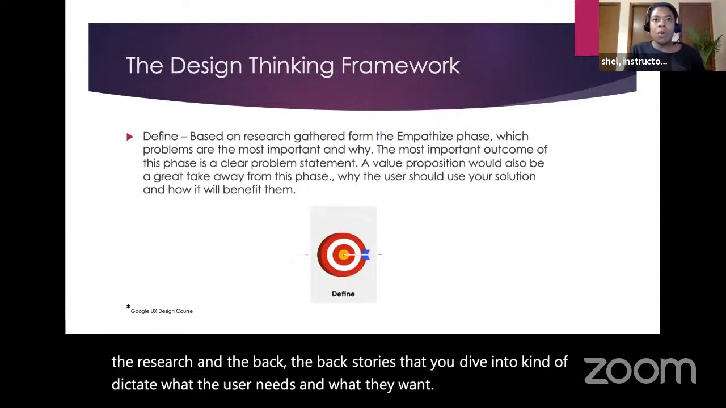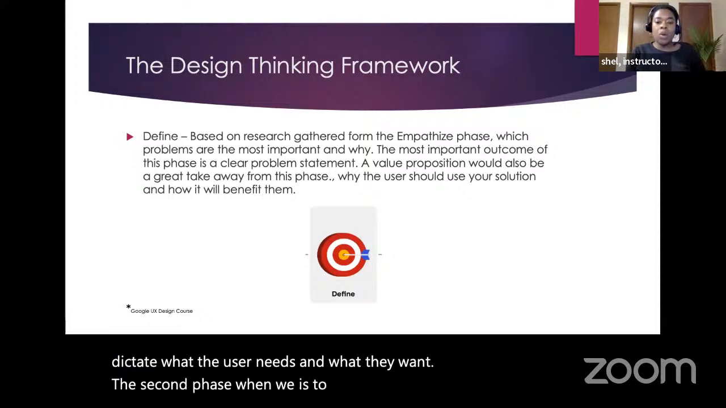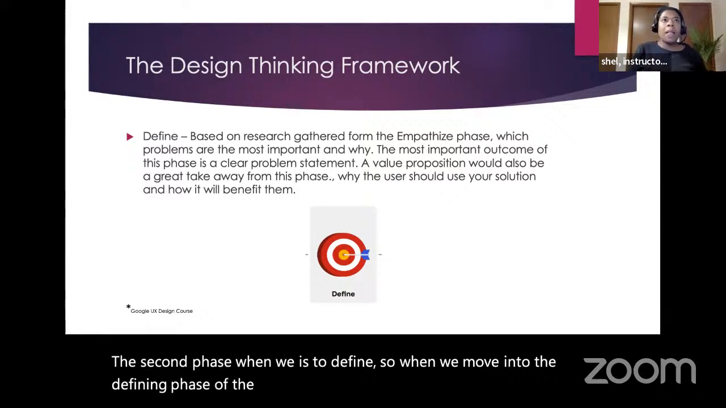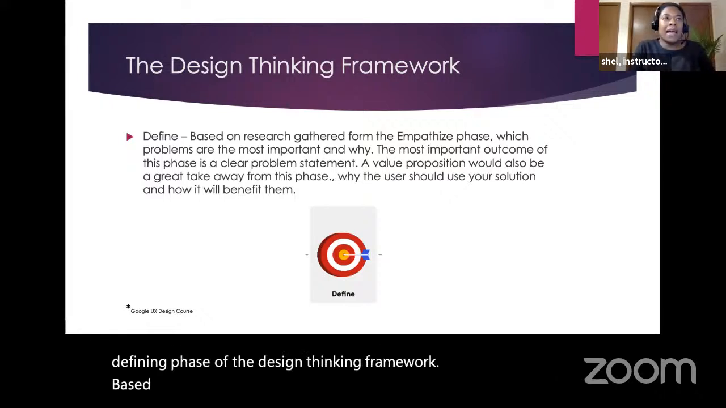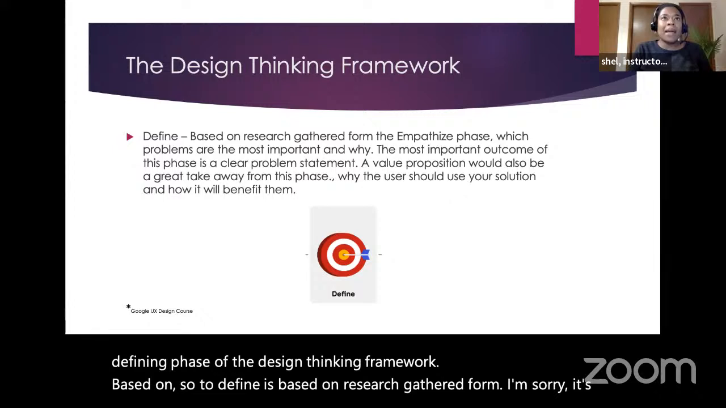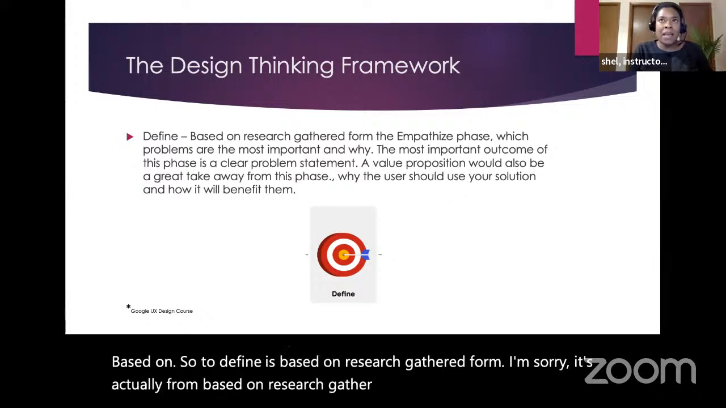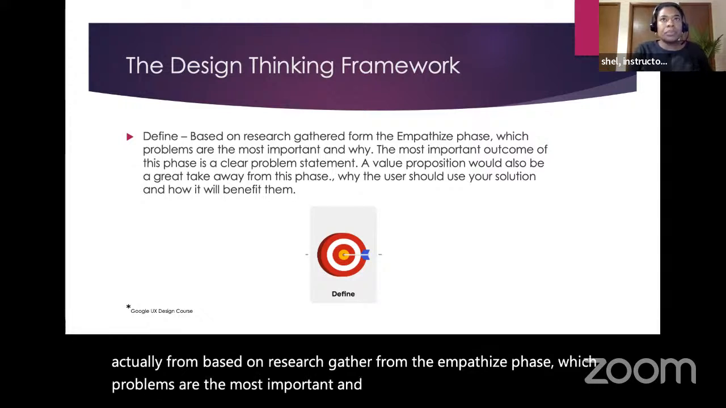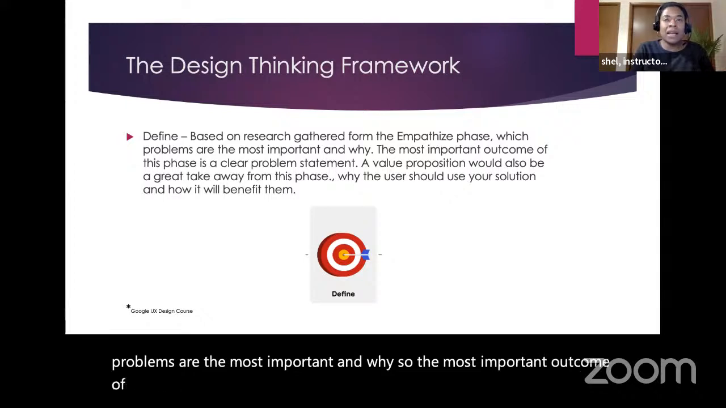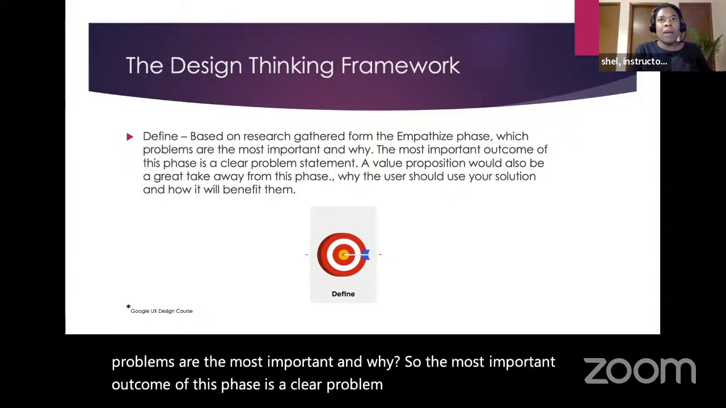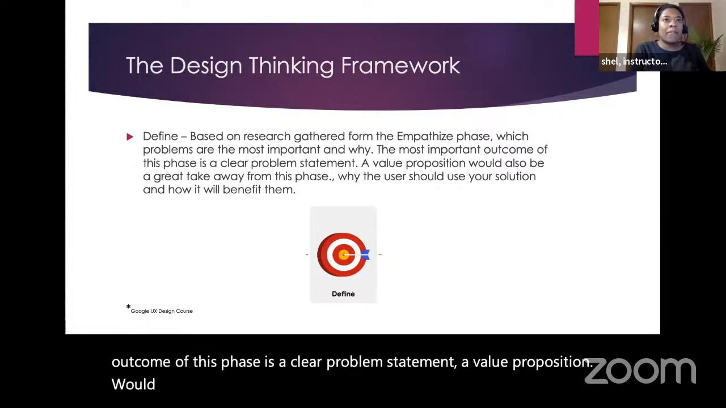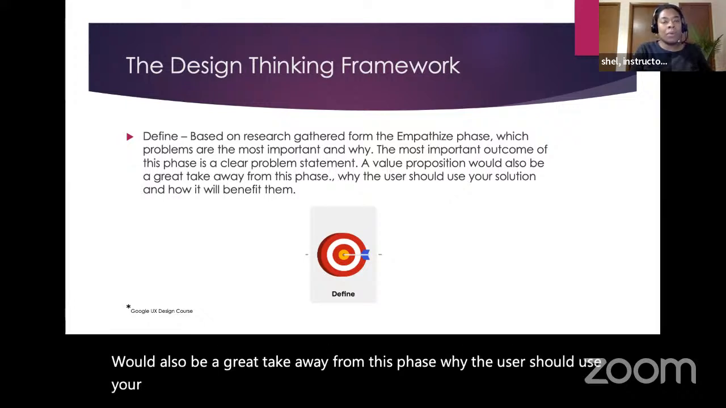The second phase is to define. So when we move into the defining phase of the design thinking framework, to define is, based on research gathered from the empathize phase, to decide which problems are the most important and why. The most important outcome of this phase is a clear problem statement. A value proposition would also be a great takeaway from this phase: why the user should use your solution and how it will benefit them.